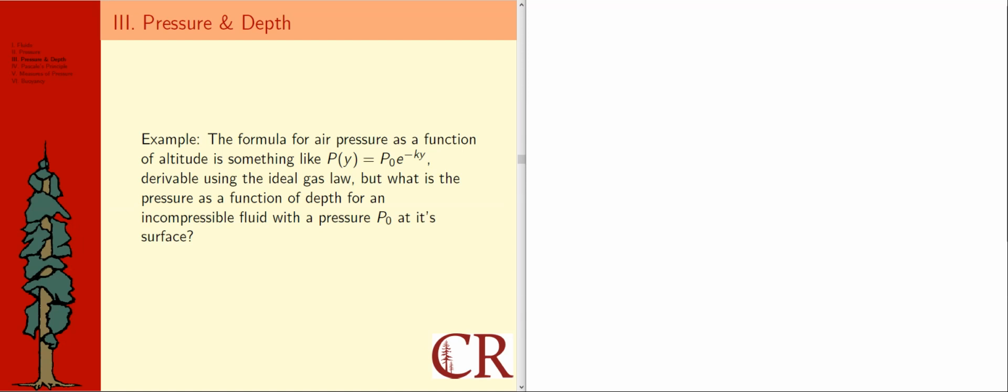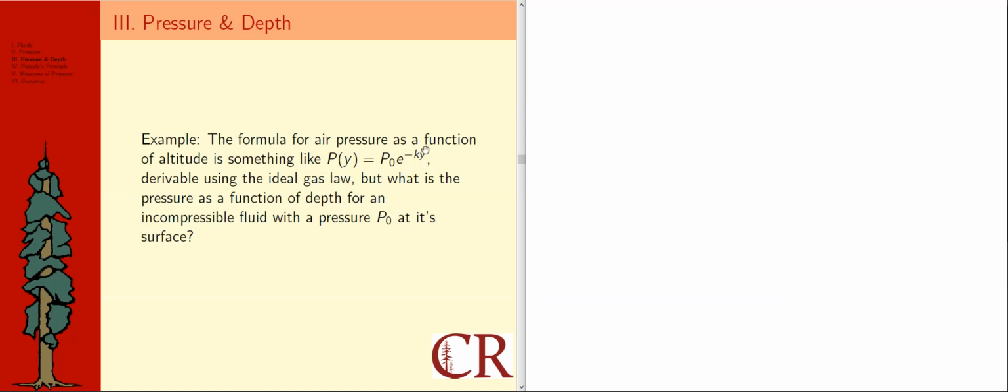The formula for air pressure as a function of altitude is something like P of y is equal to P naught times e to the minus k y, which is derivable using the ideal gas law. But what is the pressure as a function of depth for an incompressible fluid with a pressure P naught at its surface? So this function, it turns out, involves a differential equation to get to.